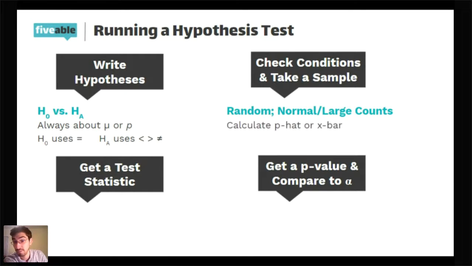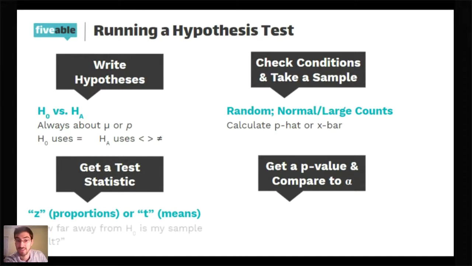And then we actually calculate p hat or x bar. Then you take that p hat or x bar, get a test statistic, either a z or a t for proportions or means, which is going to answer for us how far away from the null hypothesis this sample result is. And the basic idea is if the sample result you get is really far away from what we believe to be the truth based on the null hypothesis, then either we got super unlucky with our sample and it's an outlier, or the null hypothesis is wrong.